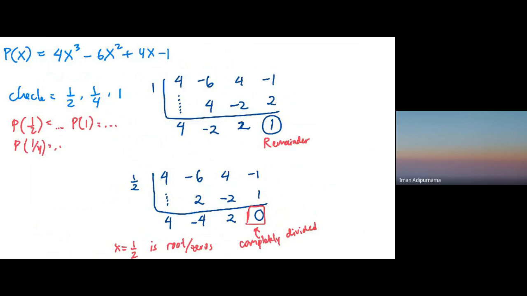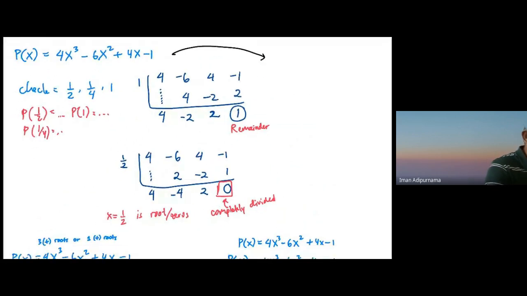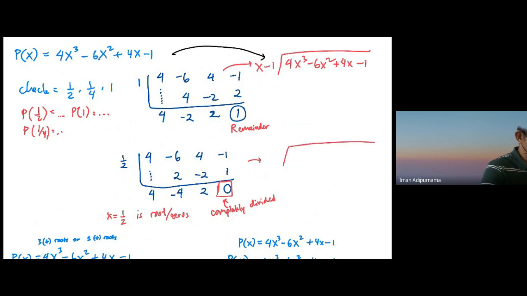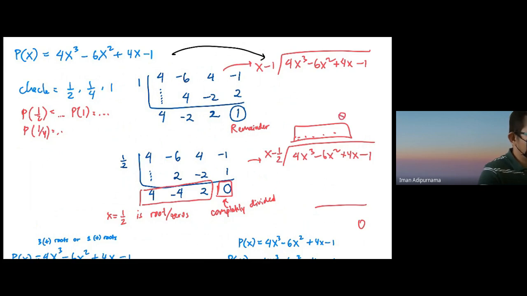This is actually the same way you divide the polynomial p. So you can also look at this as 4x cubed minus x squared plus 4x minus 1 divided by x minus 1. Or this one here is 4x cubed minus x squared plus 4x minus 1 divided by x minus half. And you will get the result here. If the remainder is 0, then this one here is the quotient, right?